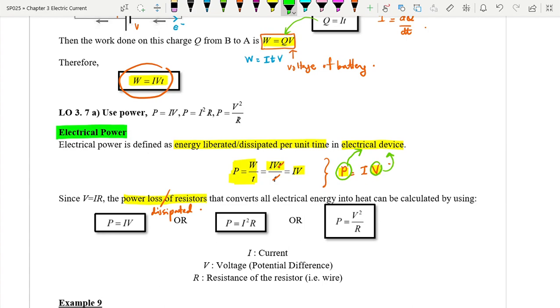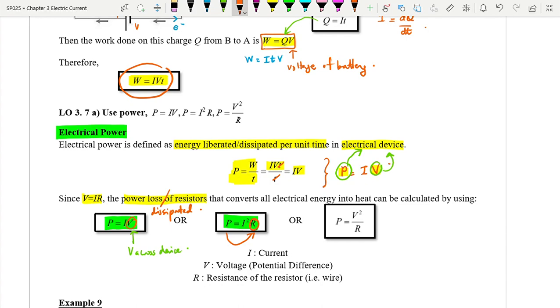So kita, macam saya cakap tadi, kita boleh guna formula ini. So as long as kita tahu V ni adalah across R ataupun across device yang kita tengah cari power dia. Okay, ataupun kita boleh gunakan substitute V ni dengan formula Ohm's law, V equals to IR. So kita dapat another formula P equals to I square R. So ini adalah resistor. Make sure resistor device yang mana. So berapa resistance bagi device tersebut. Jadi kita akan dapat power yang relate kepada resistance ini.